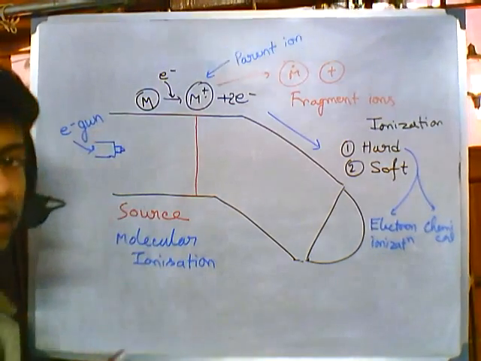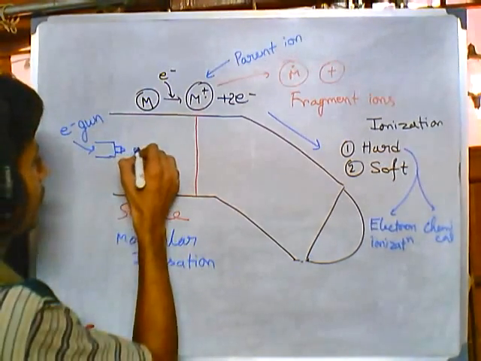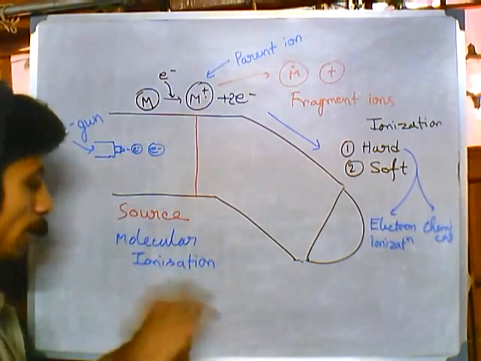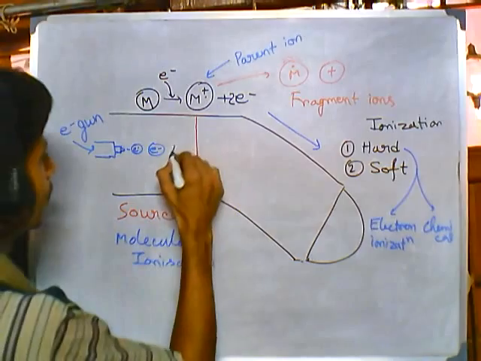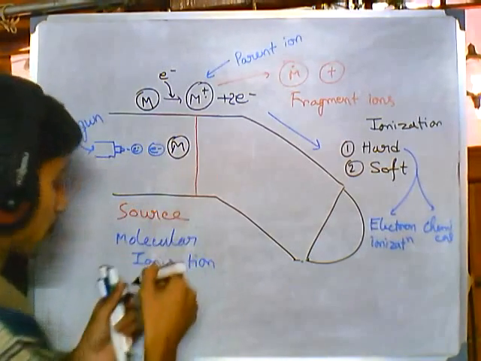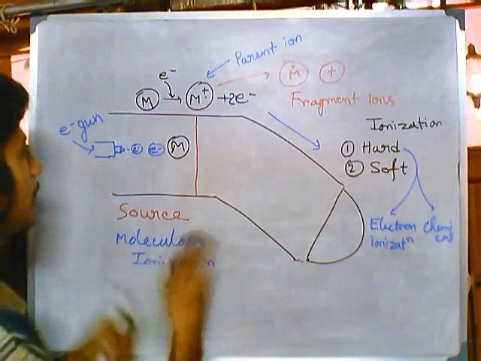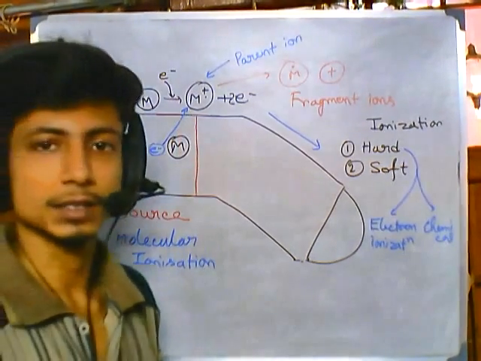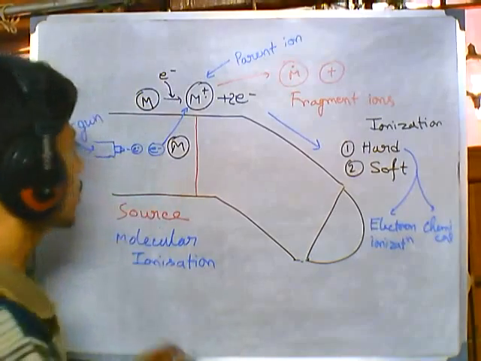Using this electron gun, electrons are fired, and these electrons will move and hit the molecule of our interest, or the sample which we prepared. It will hit the sample, and as it hits the sample, it will generate this type of parent ions. Okay, and this electron will hit this molecule.